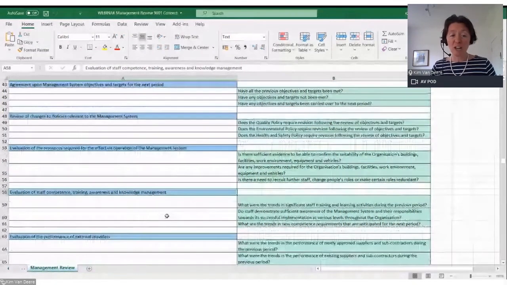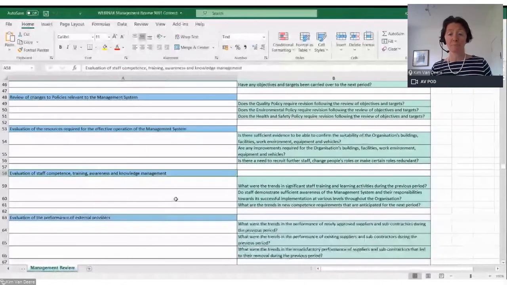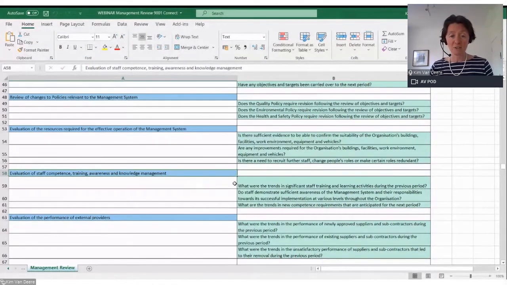Fine. Evaluation of training, competence and knowledge management. Okay, so do staff have the skills that they need in order to carry out their functions adequately? And have we got good records of that? Again, that's a standard requirement.